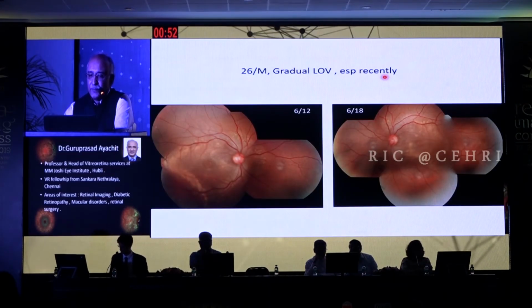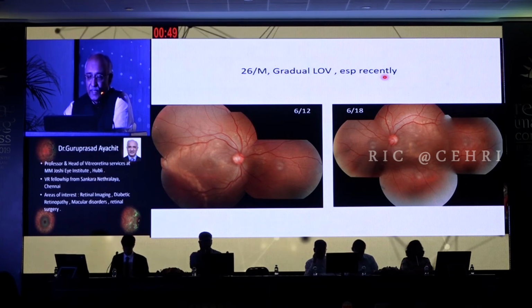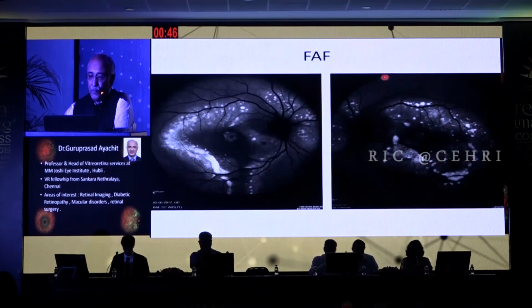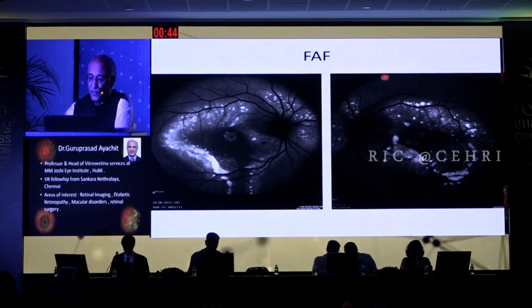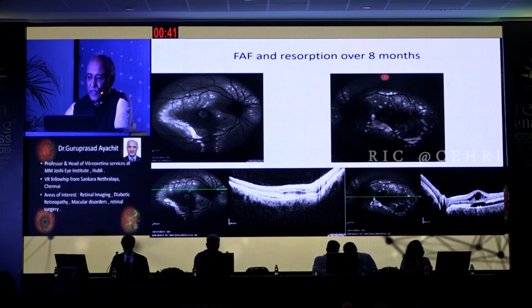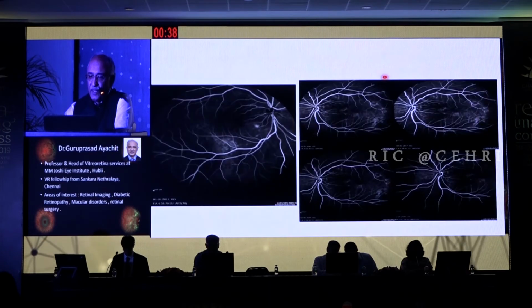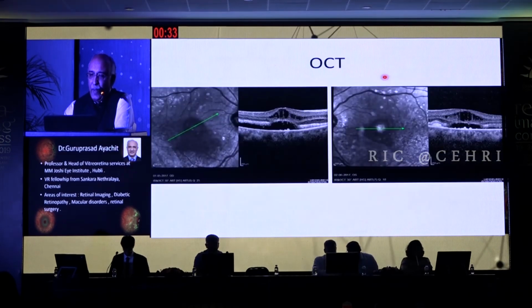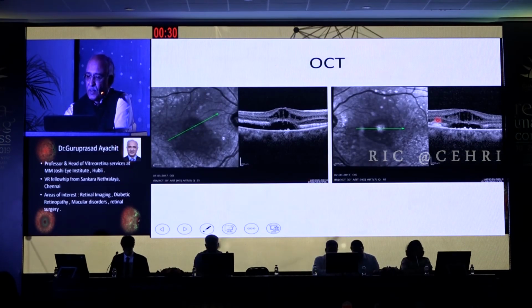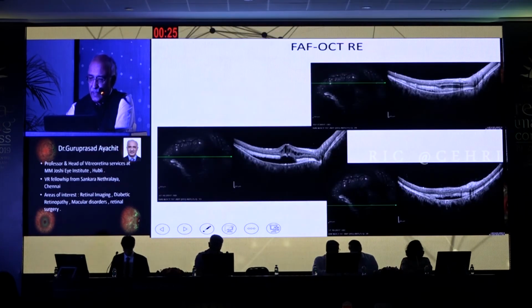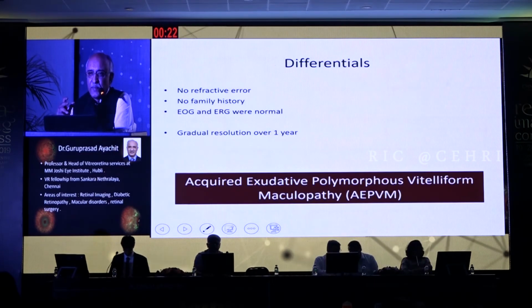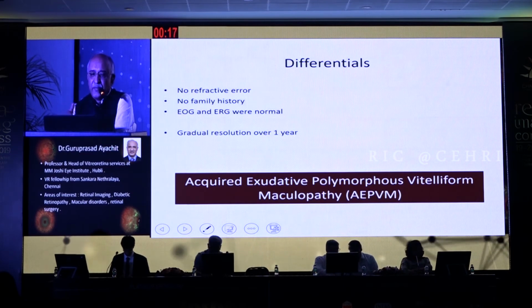We had this patient with AVL lesions all over the posterior pole, hyperautofluorescence on FAF, and the typical subretinal material on OCT. The FFA showed typical features of AVL, and the OCT showed the subretinal drusenoid deposits, subretinal vitelliform deposits. So this is the right eye and the left eye of the same patient. So this patient we diagnosed as acquired exudative polymorphous vitelliform maculopathy based on the differentials that are mentioned there, a diagnosis by elimination.